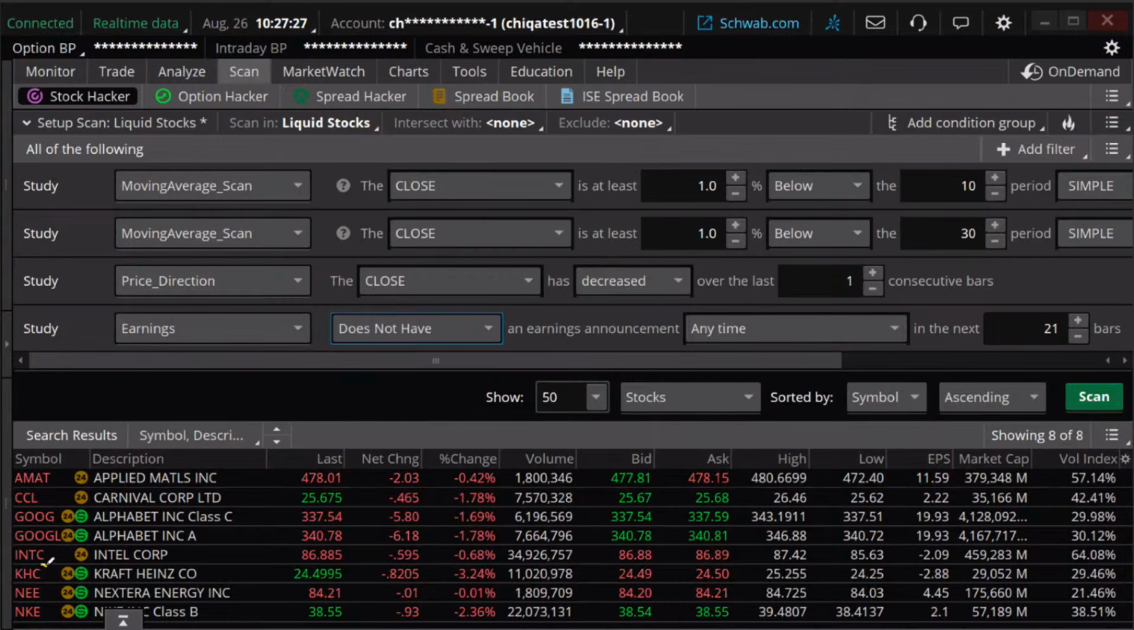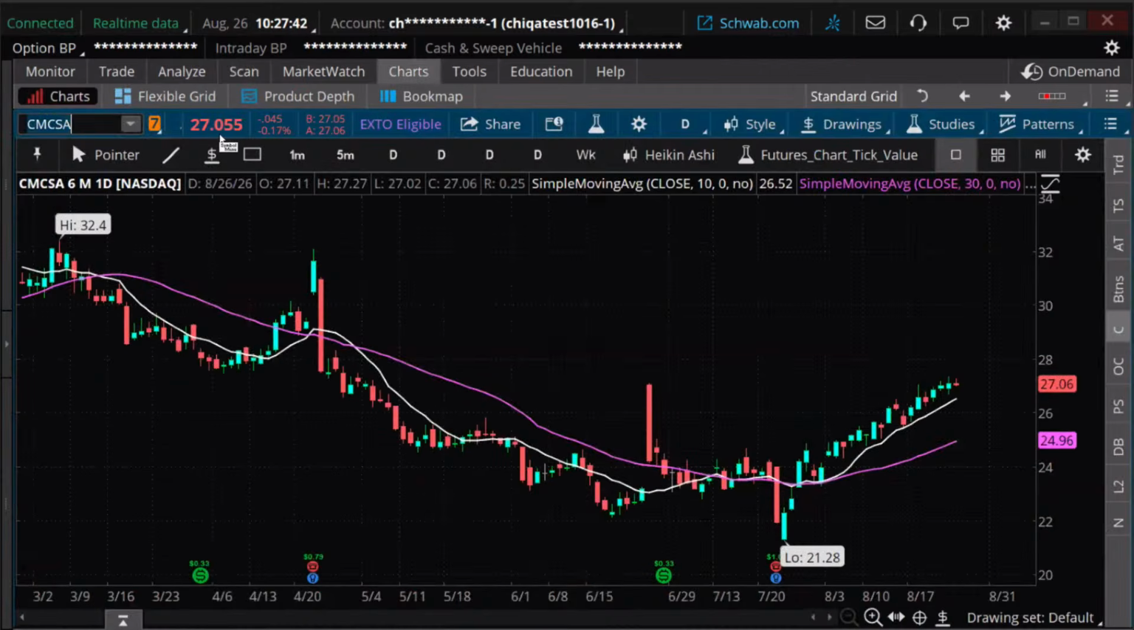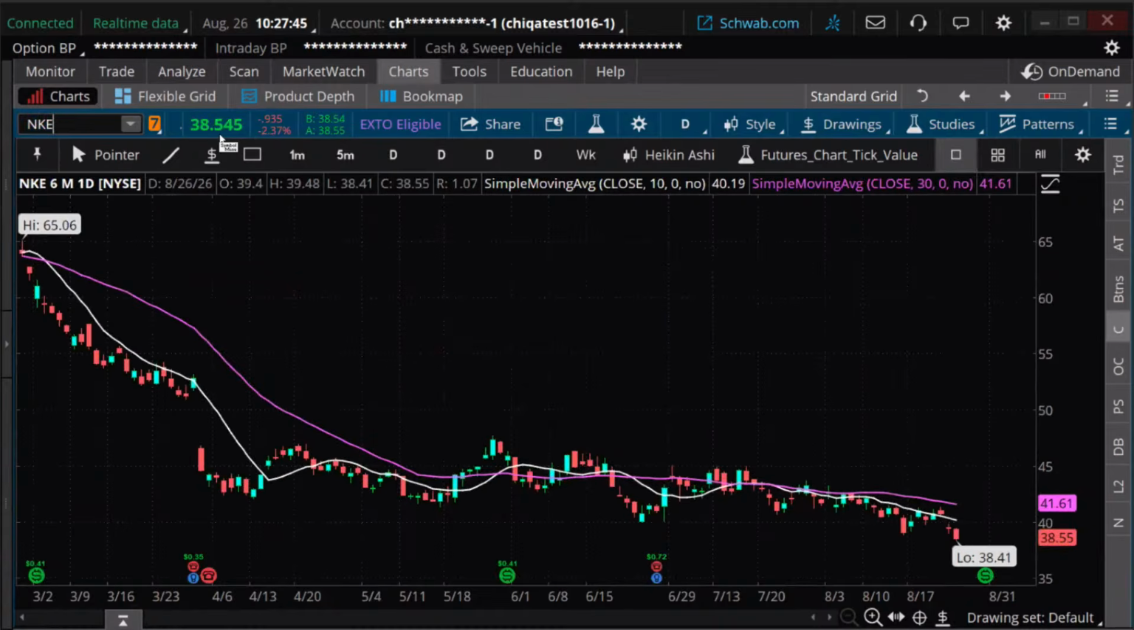Instead I'm going to look at something else. Well, look, I already have a trade on Kraft Heinz. I already have a trade going on Nextera. Let's go to Nike. How about? I don't believe I have an existing trade on Nike, so let's look at Nike. And presumably this should be kind of bearish looking, which we've seen.